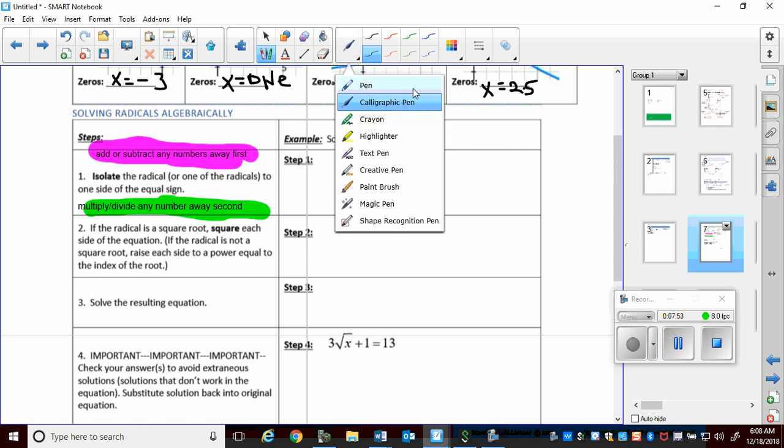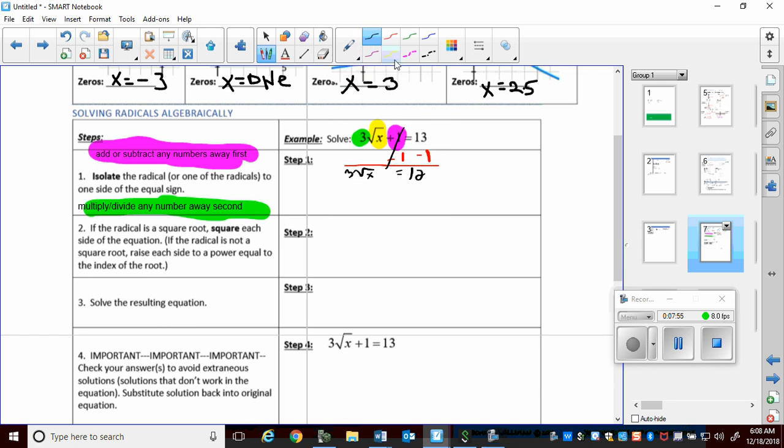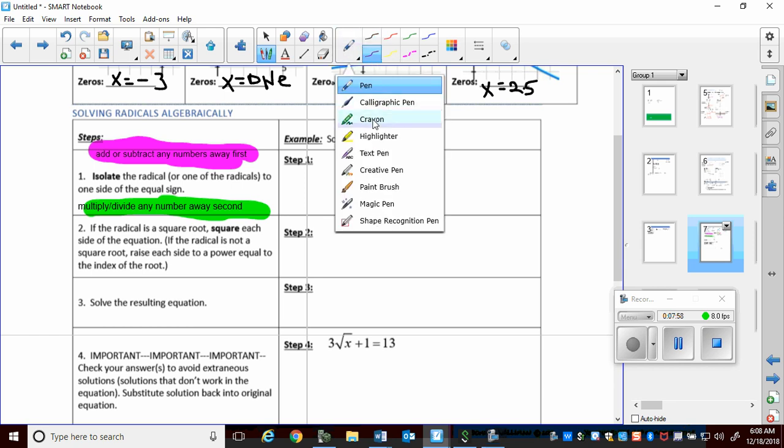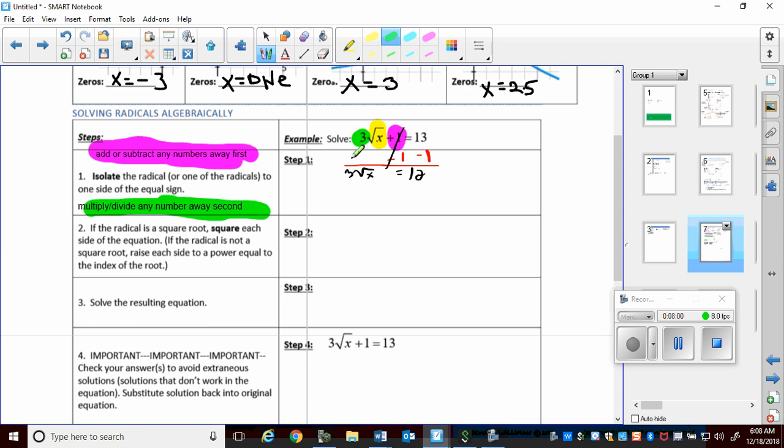So that was step 1. I got rid of the number that was added or subtracted. I don't want to do that in green. So I added or subtracted first, a number away. Okay, that was that. Now step 2, we're going to get rid of the number.